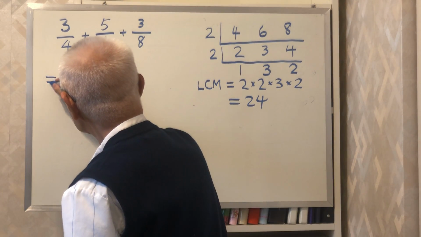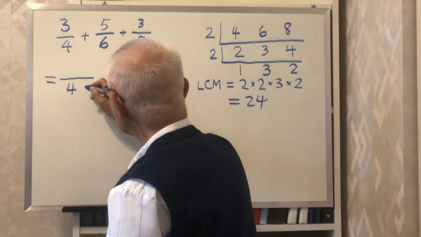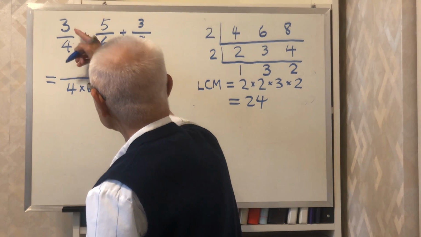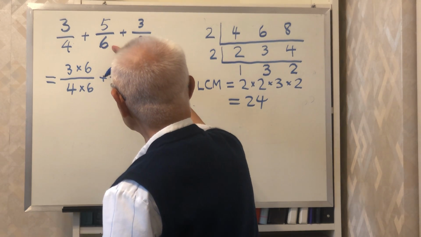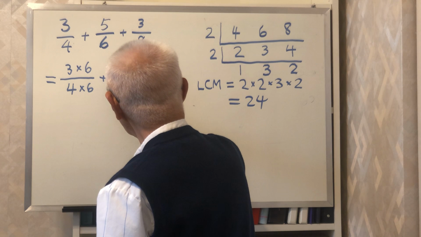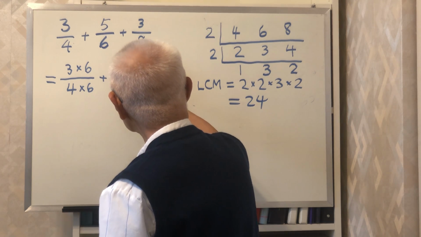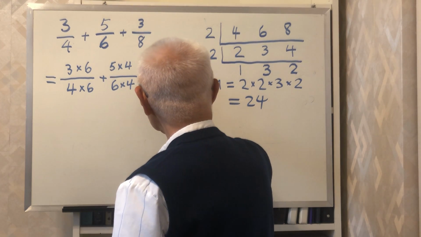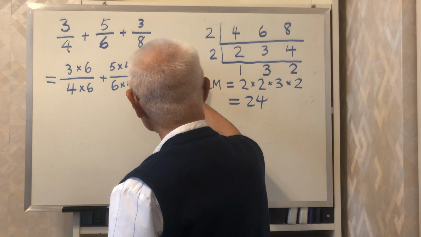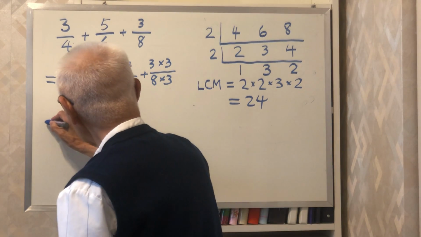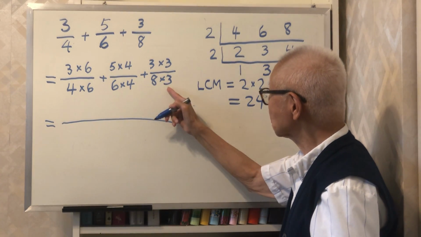Now, to make this 24, I need to multiply 6. So multiply 3 by 6. To make this to be 24, you multiply 4. 5 multiply 4. To make 8 to be 24, you multiply 3. So it's multiply the numerator by 3 as well. Now, 24, 24, 24.